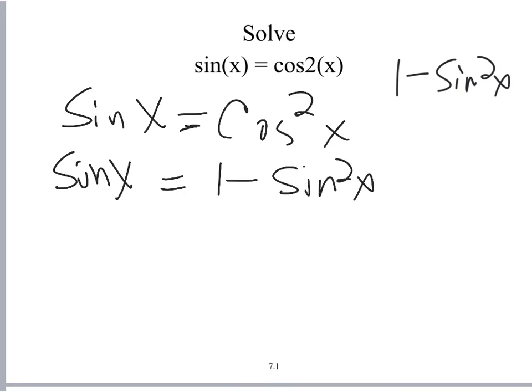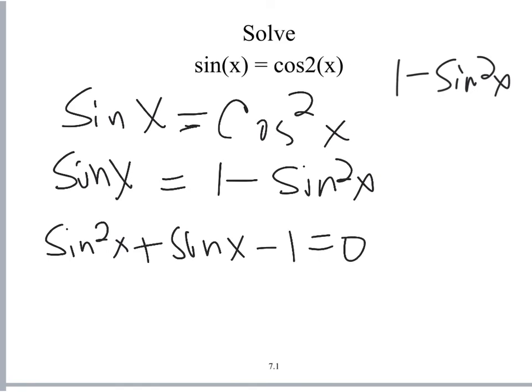I see a quadratic equation. I want to set it equal to 0. I want the leading thing to be positive to make it easy to factor. So I'm going to move the sine squared x to the left. I'm going to move the 1 to the left. And I don't think that factors, so I'm going to throw it in the quadratic formula, and my handy-dandy calculator that has that program that solves quadratic equations. A is 1, B is 1, C is negative 1.